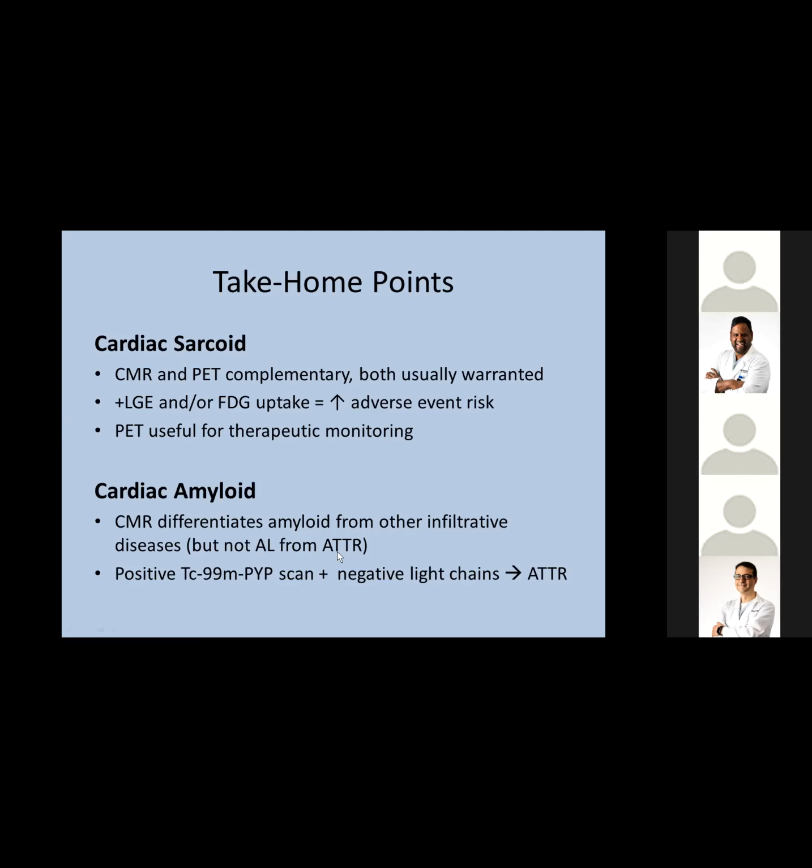And for amyloid, MRI is used to identify and confirm amyloid as a diagnosis over other infiltrative diseases, but it doesn't tend to distinguish AL from ATTR. So that's where nuclear scans come in, and using nuclear scans plus light chain assays, we can arrive at a diagnosis of TTR, which is increasingly recognized as being a very common disease. So that's all I have.